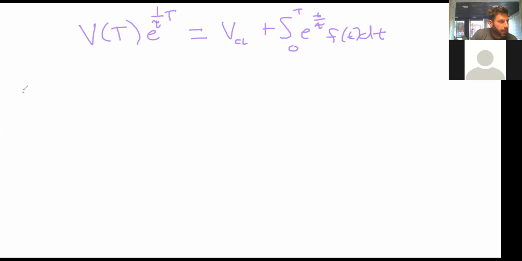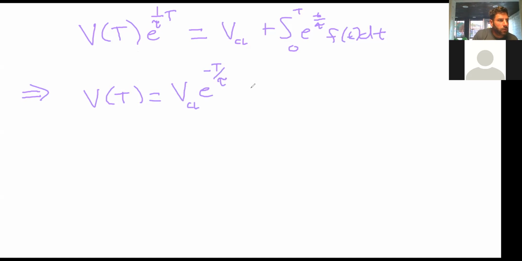And then if I divide everything through, I can get v of t. So what happens when you divide through? Well, this just becomes the constant v sub CL. This becomes e to the negative capital T over tau.